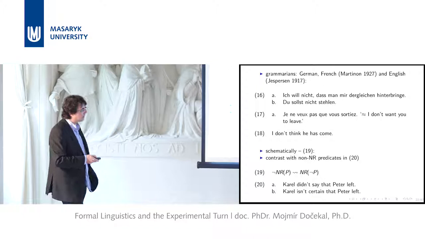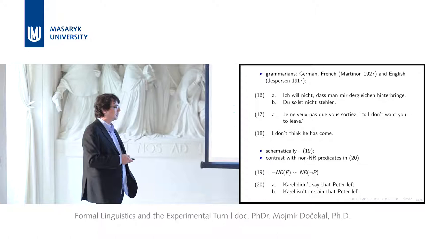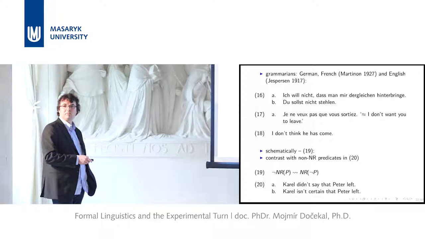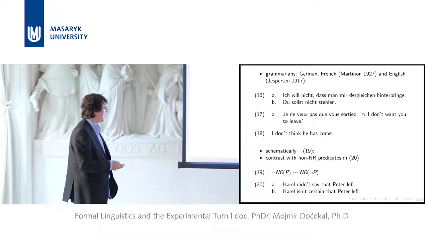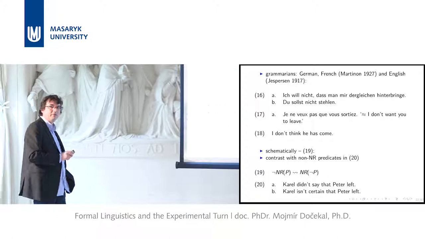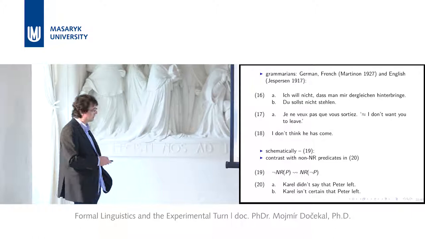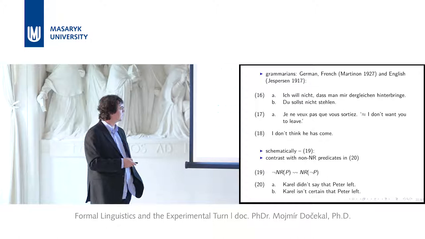Compare this with examples where these things don't happen. So if Carol didn't say that Peter left, you don't imply that Carol said that Peter didn't leave. Maybe Carol was totally silent about Peter. And the same with certain. If Carol isn't certain that Peter left, it doesn't imply that Carol is certain that Peter didn't leave. So these are so-called non-negrazing predicates.